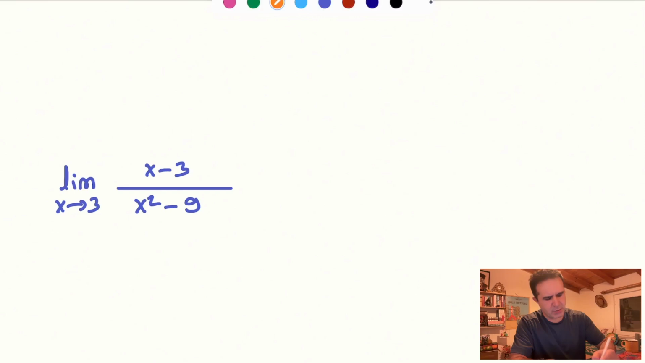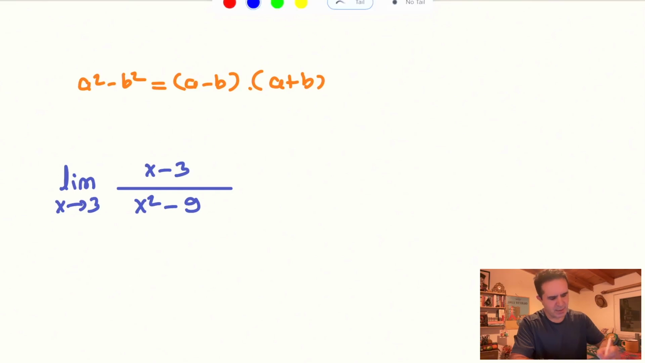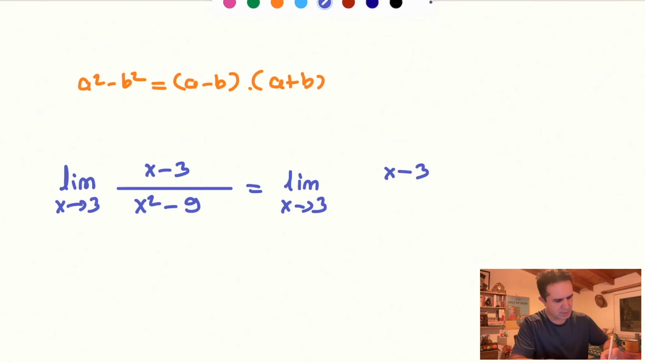Now we know the equation a squared minus b squared is equal to (a minus b) multiplied by (a plus b). And here we have x squared minus 3 squared, where x is a and 3 is b. Then I can write this limit as x goes to 3 of (x minus 3) divided by (x minus 3) multiplied by (x plus 3).